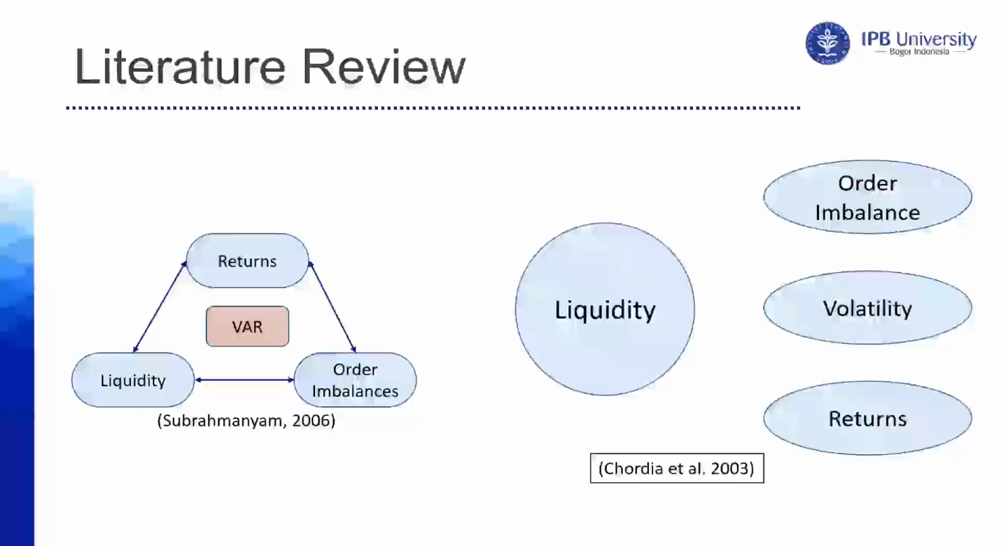There's also research that applied VAR involving similar variables, which are liquidity and trader factors, order imbalance, volatility, and returns. The result is that there are significant bidirectional relationships of variables based on VAR with two lags, which also happen to Granger cause each other. This research was conducted by Chordia et al. in 2003.